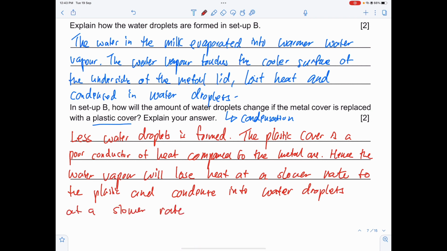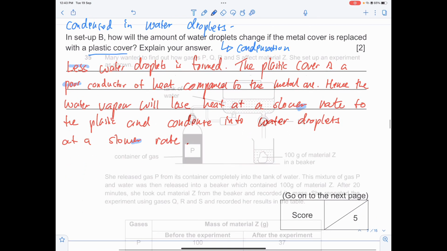So you need to be very careful because it's always slower, less, okay? Because it's a comparison question. So you need to make sure that you have that, okay? All right.